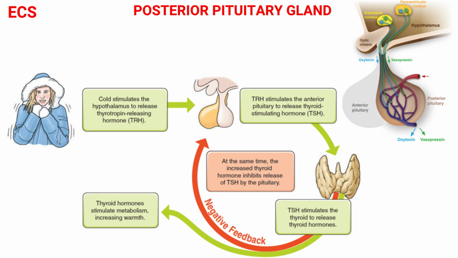Extreme cold stimulates the hypothalamus to release thyrotropin releasing hormone. Thyrotropin releasing hormone stimulates the anterior pituitary to release thyroid stimulating hormone. Thyroid stimulating hormone stimulates the thyroid to release thyroid hormones. Thyroid hormones stimulate metabolism, increasing warmth. At the same time, the increase in thyroid hormone inhibits release of thyroid stimulating hormone by the pituitary gland.